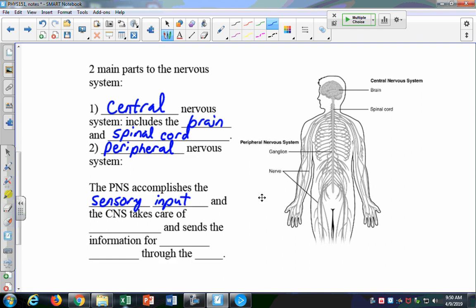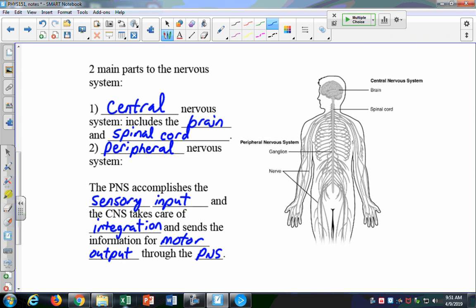And then the central nervous system takes care of what? The what? Starts with an I. The integration. Thank you. Okay. And it sends the information for motor output through the PNS. Okay, that all seems really simple, and it is sort of simple, but as you know, the nervous system is quite complicated. It accomplishes tasks that are remarkable.